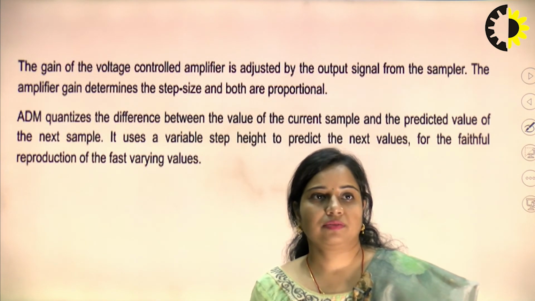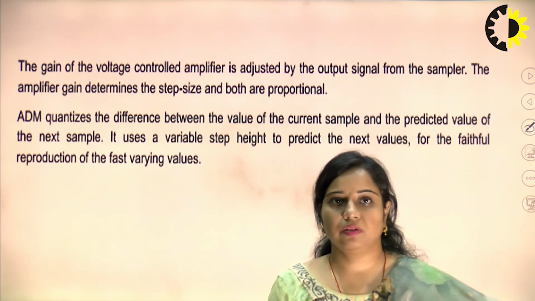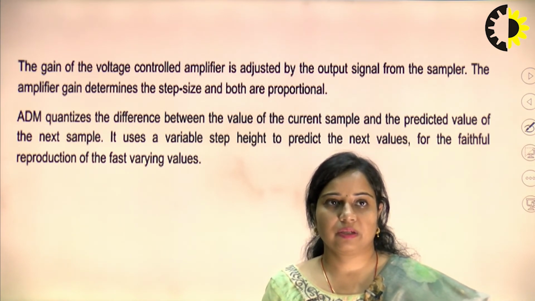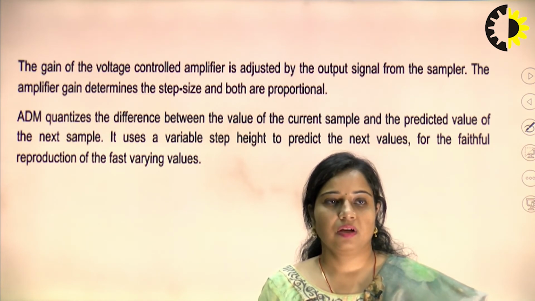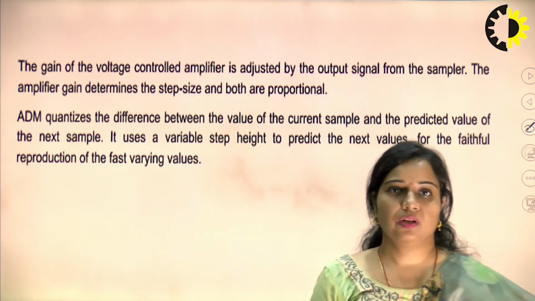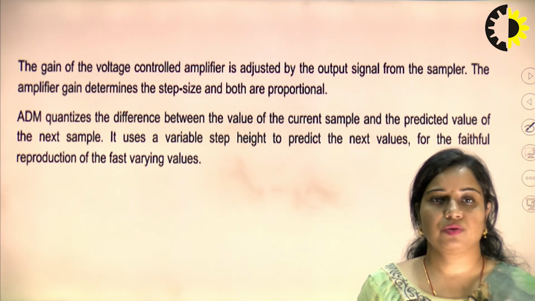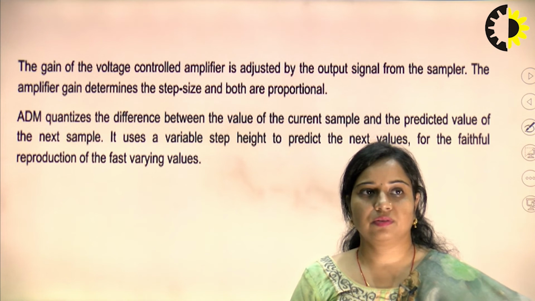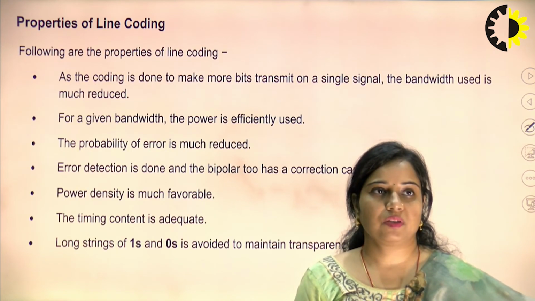Now the gain of the voltage controlled amplifier is adjusted by the output signal from the sampler. The amplifier gain determines the step size, and both are proportional. So ADM quantizes the difference between the value of the current sample and the predicted value of the next sample. So basically in case of ADM there is no drawback of the two noises which are present in DM, because of the variable step size.